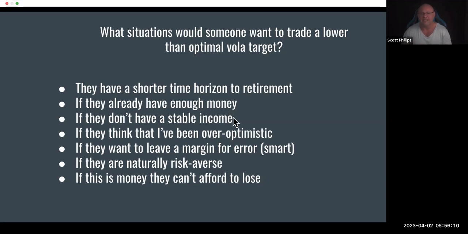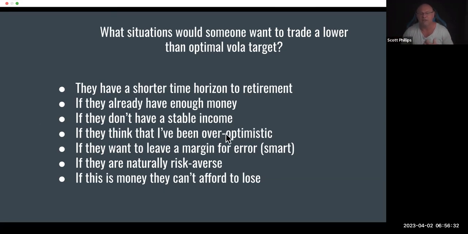If you don't have a stable income, if you're doing some sort of internet side hustle, blogging, influencer, or you're a day trader, you're earning your living off that type of income stream, which is highly uncertain. You need to back your risk off. You're taking risk over here. You don't want to take extra risk over here. You want to back everything off.